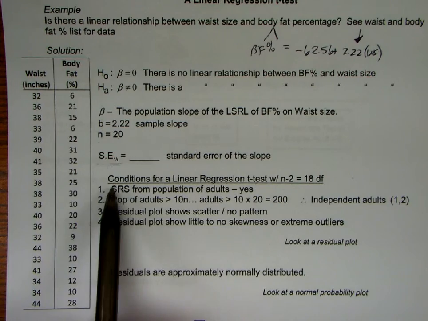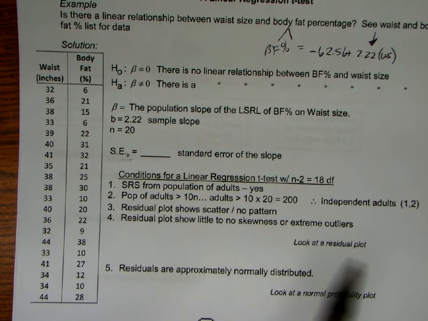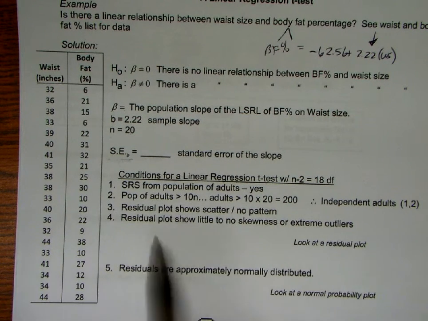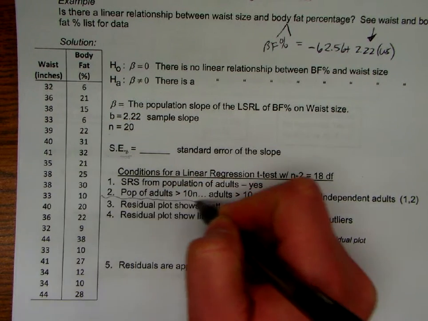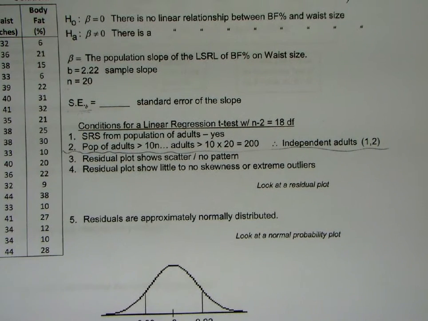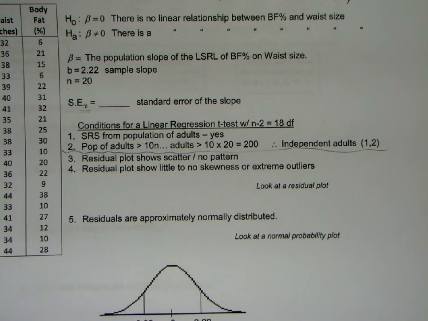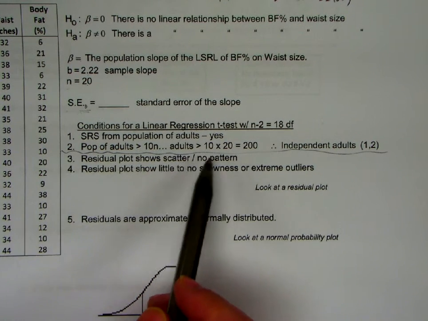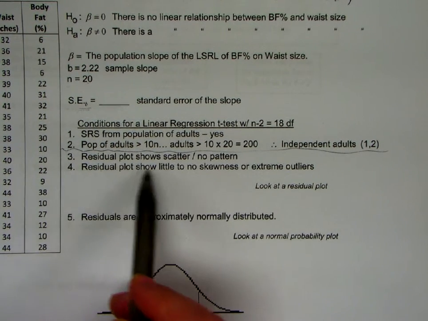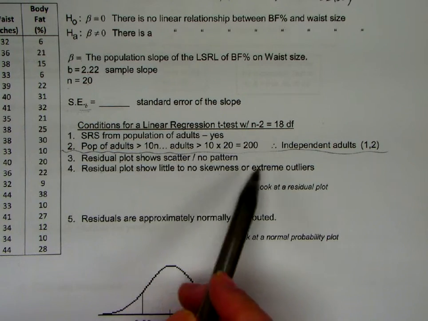Number 1, simple random sample. Number 2, population of adults greater than 10 times n. Okay, we're good to go. Then we get to numbers 3, 4, and 5. Here's what we've got to do. We're going to look at a couple things, and we're going to state: residual plot shows no pattern. Residual plot shows little to no skewness or extreme outliers.